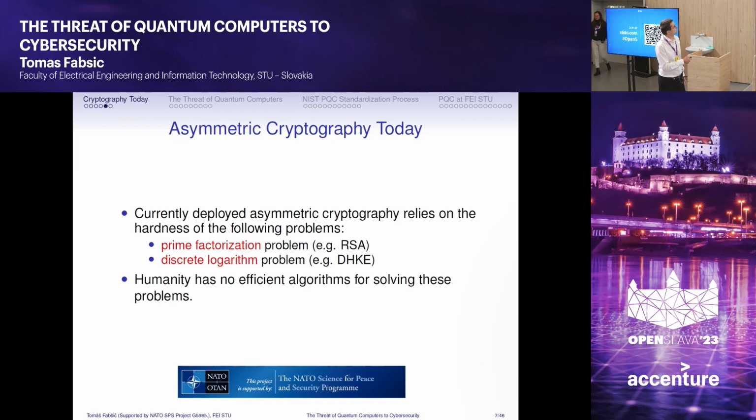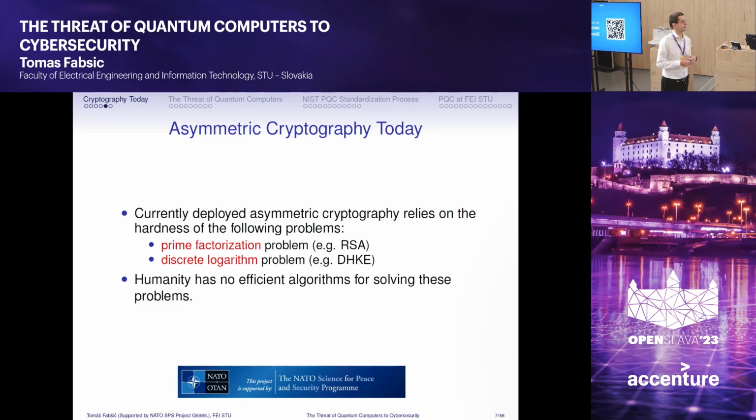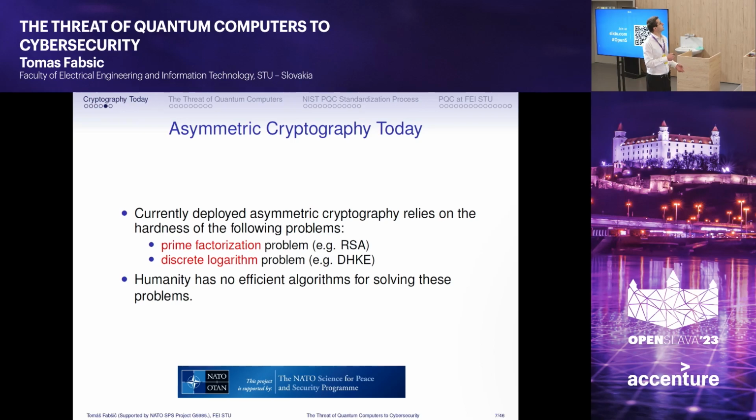So we can use RSA or Diffie-Hellman key exchange securely only because humanity has no efficient algorithms for solving these problems. Solving prime factorization for large numbers, it's hard. We don't have any efficient, any polynomial algorithm which would solve prime factorization, and similar is the case of discrete logarithm.